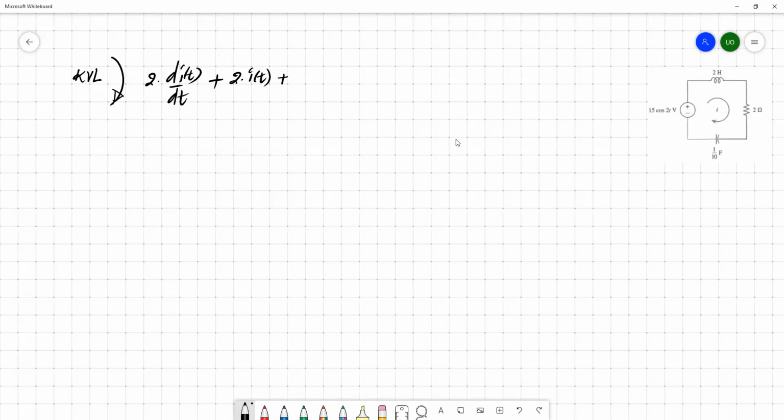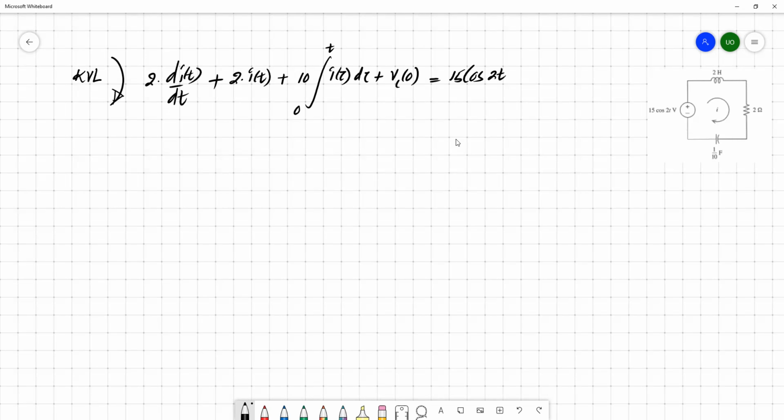Then we have a capacitor, so the drop across the capacitor would be 1 over C integral of this current. So 1 over C is 10, integral from 0 to t, i of tau d tau, plus the initial conditions of the capacitor. So this is the total drop across these individual elements, which equals 15 cos 2t.